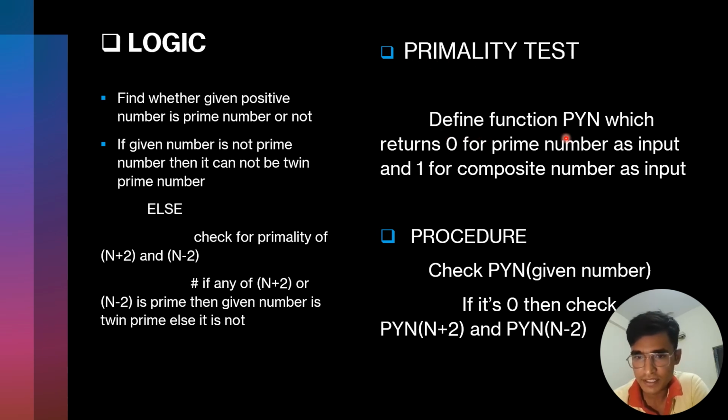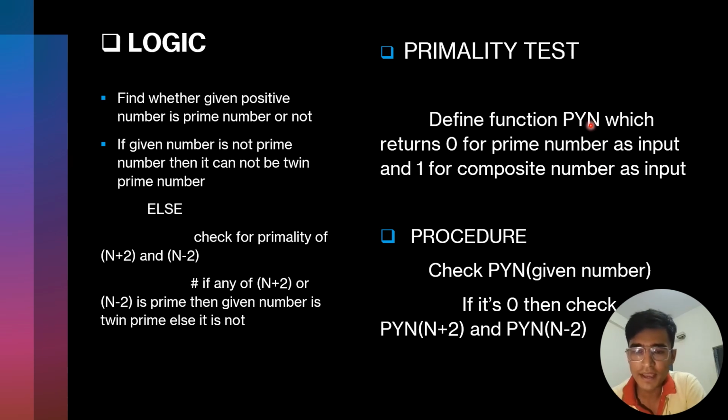We will define a function pyn. It is just my personal choice what name you want to give to your function. I have given pyn because p stands for prime, y for yes, and n for no, whether the given number is prime or not. This function will return 0 for prime numbers as input and 1 for composite numbers as input.